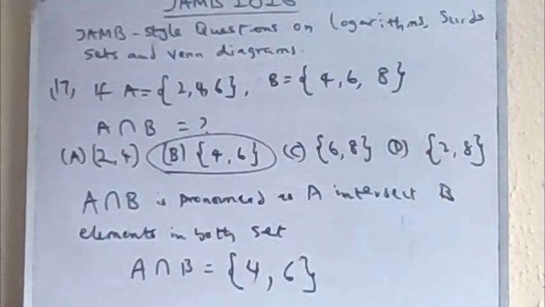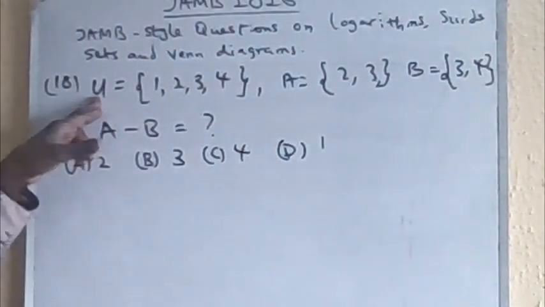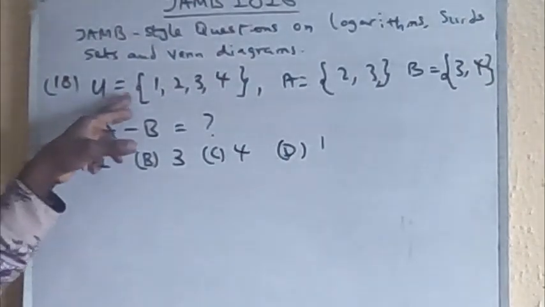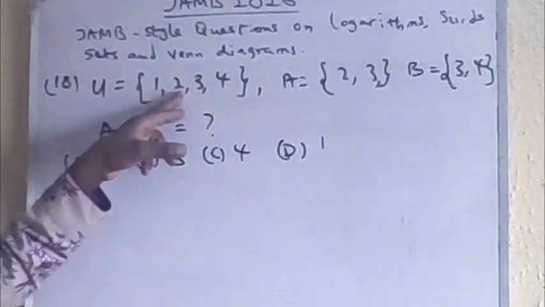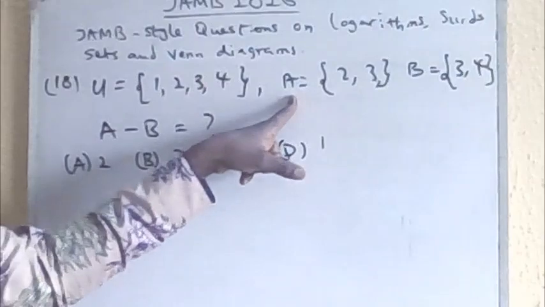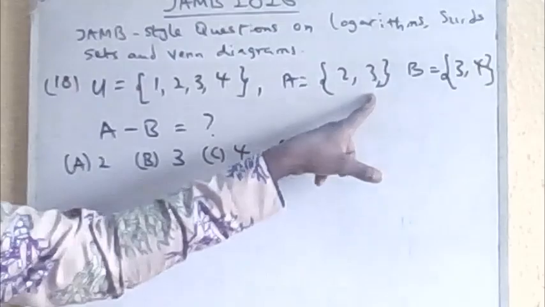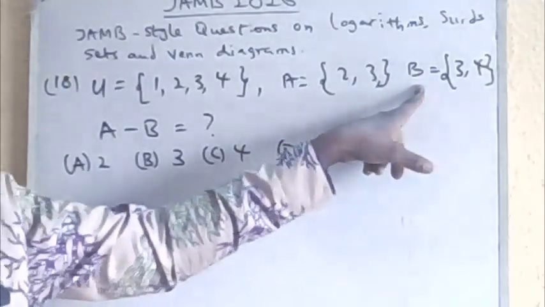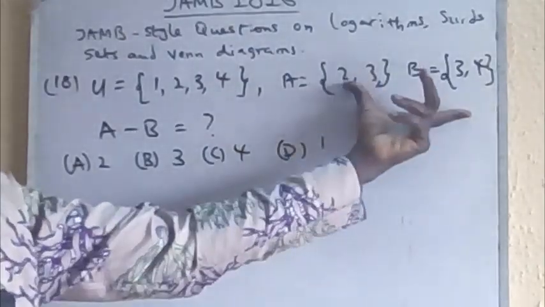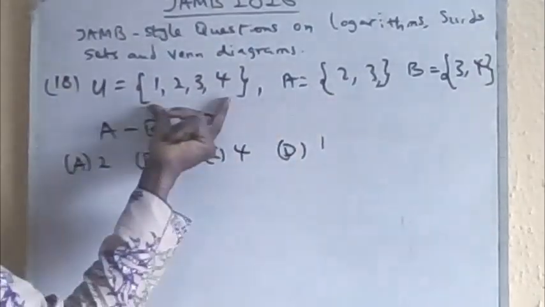So this question says U, which is the universal set, is defined as elements 1, 2, 3, 4. A is defined as a set with elements 2 and 3. B is defined as a set with elements 3 and 4. Mind you, A and B are subsets of U. Why? Because every element in A is present in U, and every element in B is also present in U.